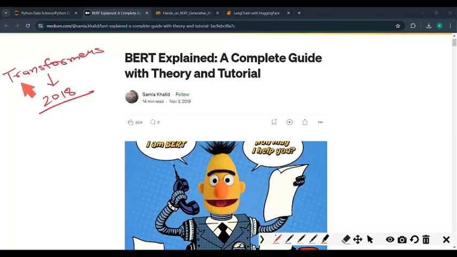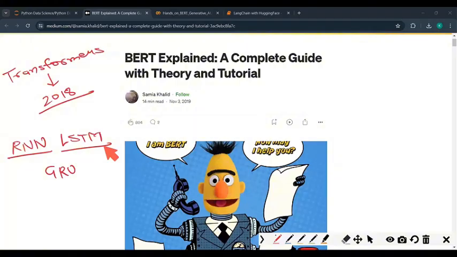So before this transformer concept, we were using RNNs, LSTMs, GRUs that we have seen. Out of that, these two, we have seen what they are and how they work. Before 2018, these RNN and LSTM were very famous, and they were used for NLP tasks, natural language processing.